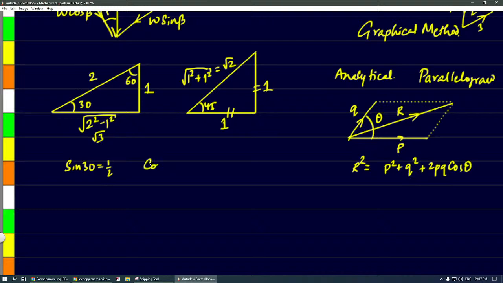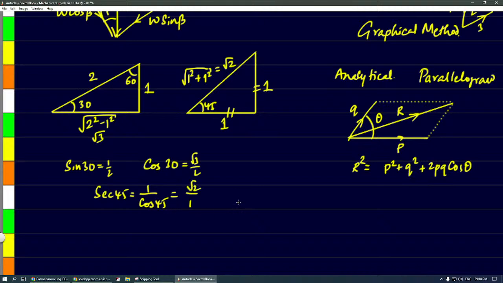If you want cos 30, cos is adjacent by hypotenuse. So adjacent is root 3 and hypotenuse is 2, so root 3 by 2. Suppose you want sec of 45. So sec of 45 is 1 by cos 45. And cos 45 is adjacent by hypotenuse, 1 by root 2.